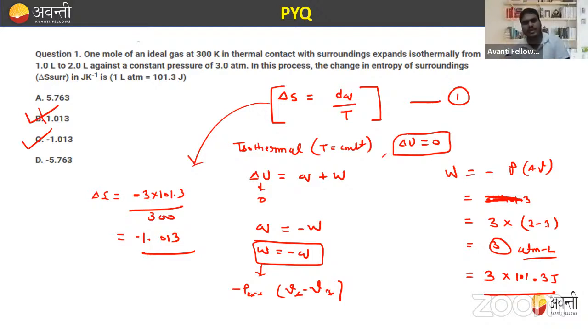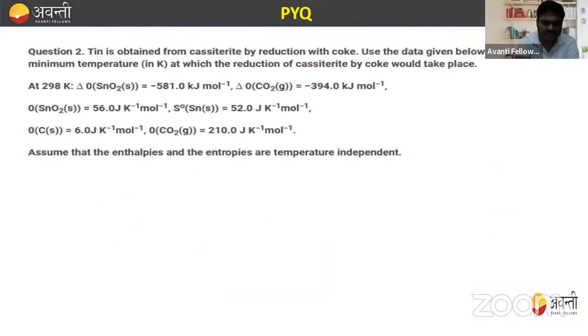So this is the first question, and it is a good question. I don't say it is a very difficult or very easy question. It is a moderate level of question. If you know the concept behind this, if you know what is an isothermal process, what is the internal energy, then you can easily calculate this.